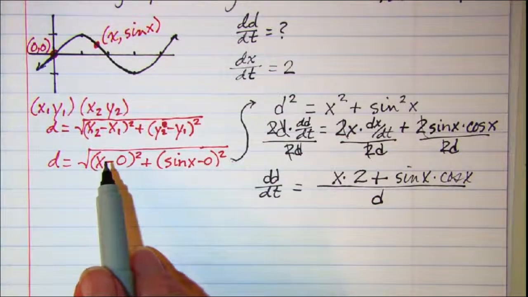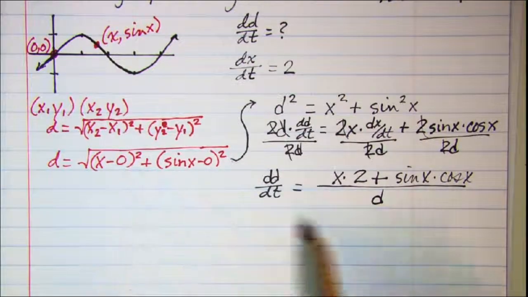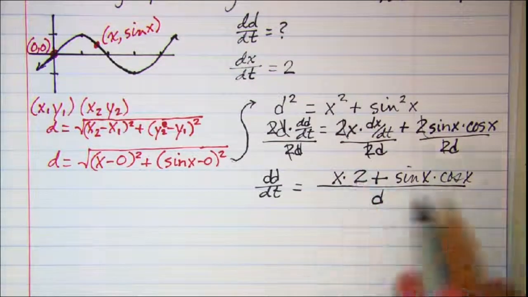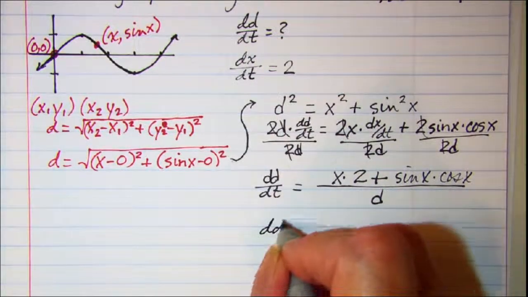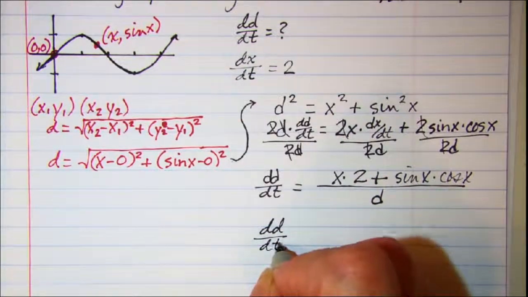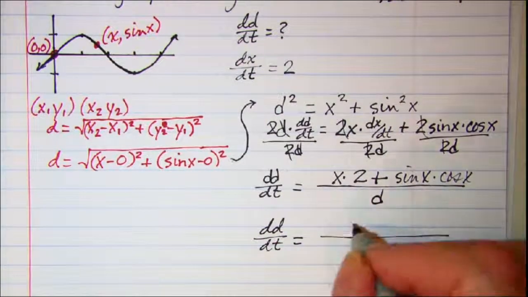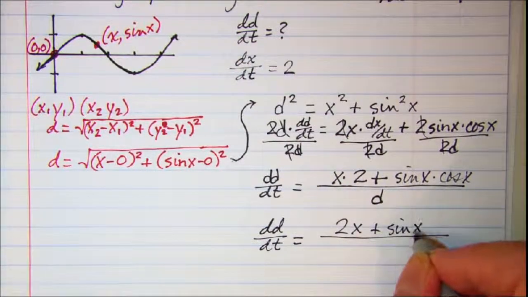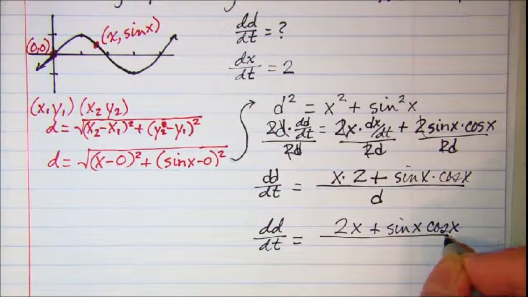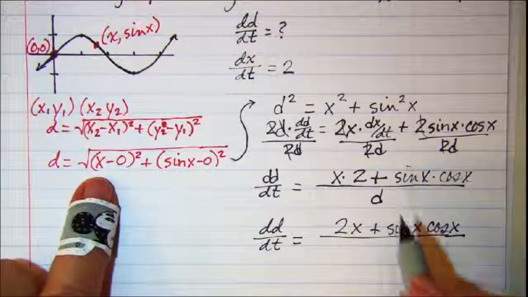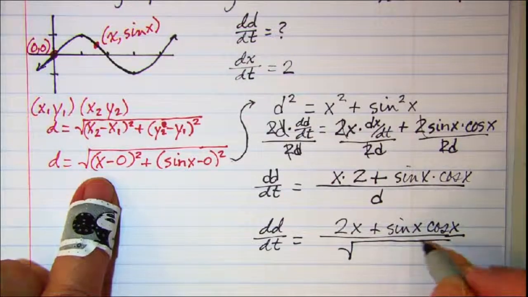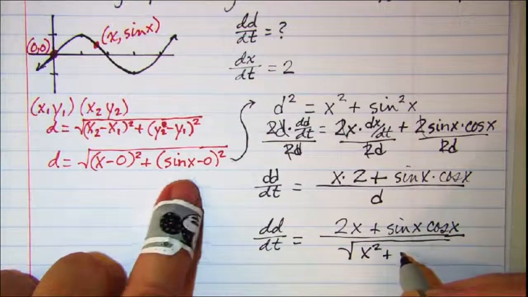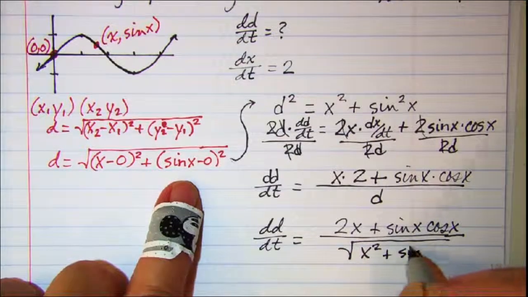Simplifying, I'm going to need to sub in d in here in the denominator and then turn these around. So the rate of change of distance is equal to 2x plus sine x cosine x over, and then I'm going to put in square root of x squared plus sine squared x.